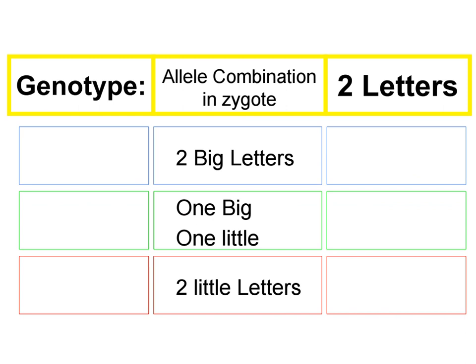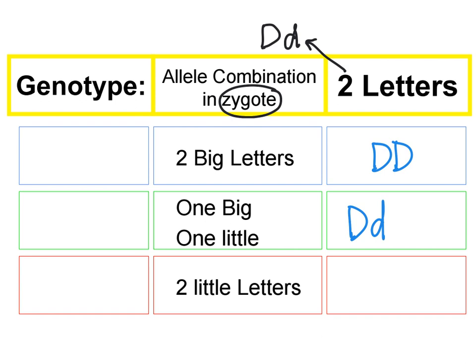The allele combination that we just talked about is referred to as a genotype. It is defined as the allele combination in the zygote. Remember that the zygote is the fertilized egg. So when we say I got a big D, a dominant allele from mom, and a little d, a recessive allele from dad, these are the two letters that we're talking about. There are three possible allele combinations. I could get big D, two big letters. I could get one big D and one little d, or I could get two little d's. Each combination has its own name.